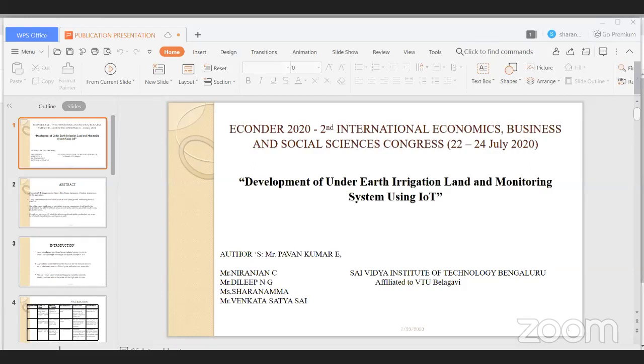Good evening to all. Development of an underground irrigation land and monitoring system using IoT. The author is Mr. Bhavan Kumari, and the paper was published by Mr. Niranjan C, Dilip, Sharanama, and Venkata Satyashai.